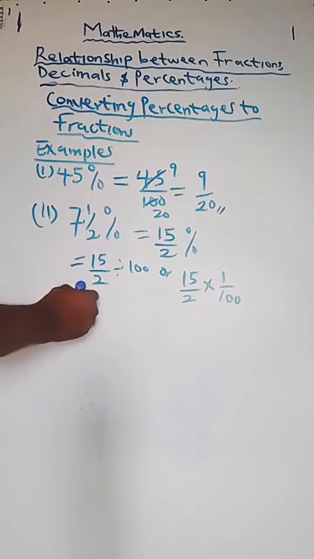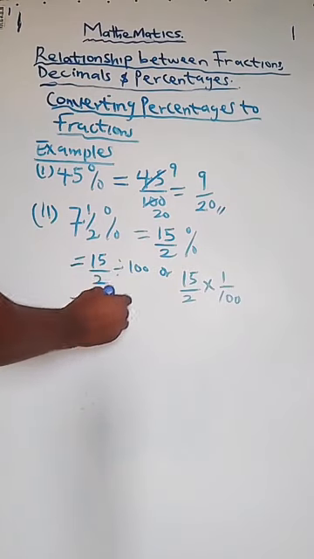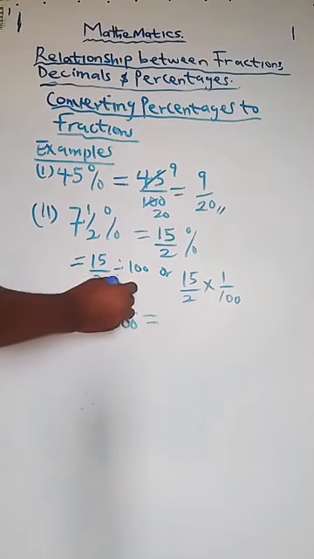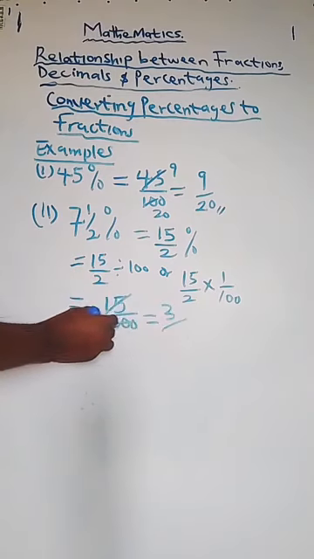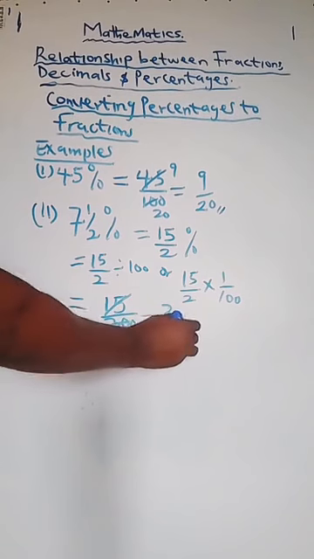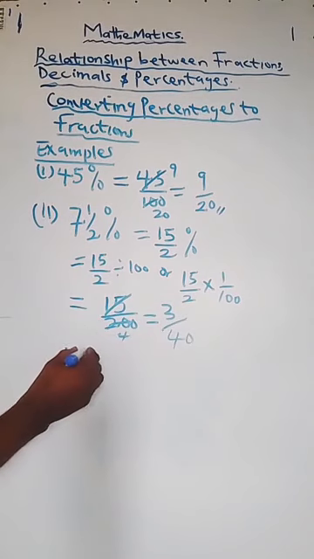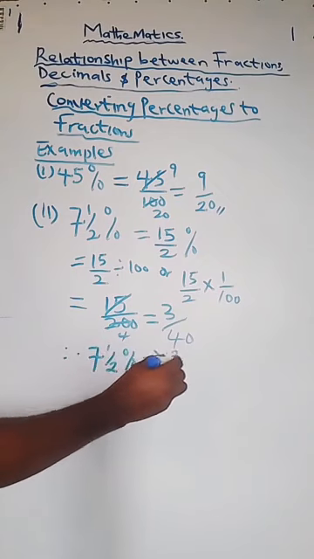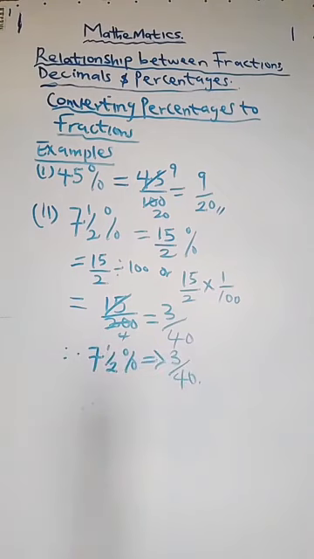So we now have 15 times 1, 15/200. Right? Then we can cut to the lowest. 5 here, 3, 5 and 20, 4. So we have 40. So therefore, 7.5% is the same thing as 3/40. Follow these steps properly, you'll be able to convert percentages to fractions easily.